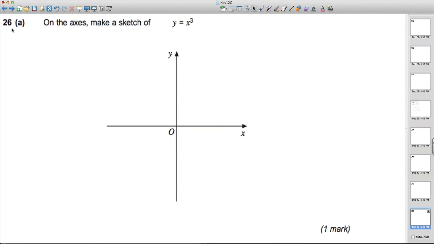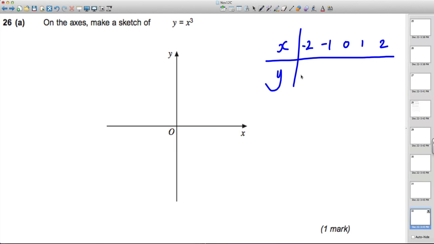Okay, question 26. Sketch the graph y equals x cubed. Now, you should learn this, really. If you are stuck with these, you're not supposed to draw tables, but why not? Put x in, put y in. Put x for, say, -2, -1, 0, 1, 2, and let's see y. If you cube -2, you get -8. If you cube -1, you get -1. If you cube 0, you get 0. If you cube 1, you get 1. If you cube 2, you get 8.